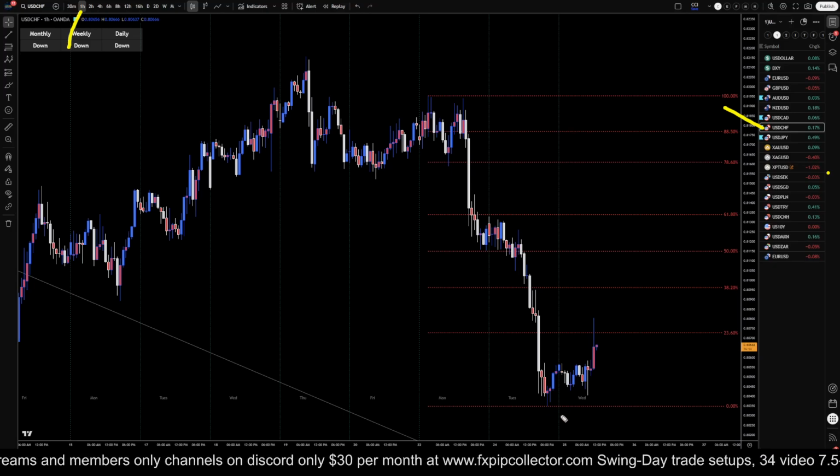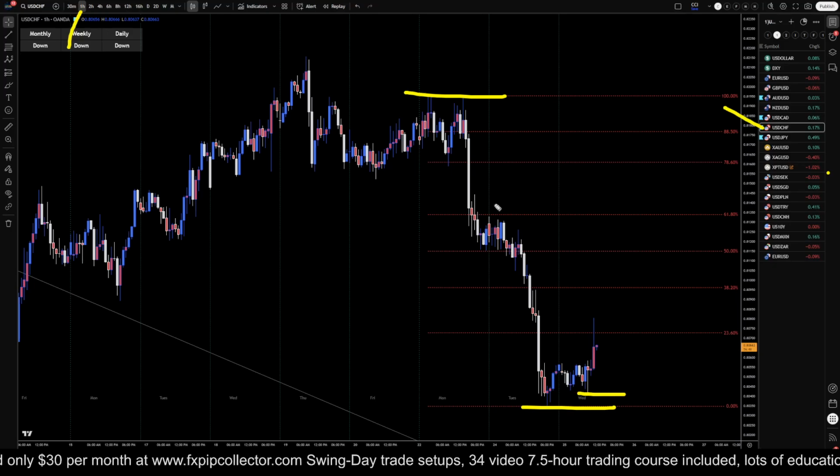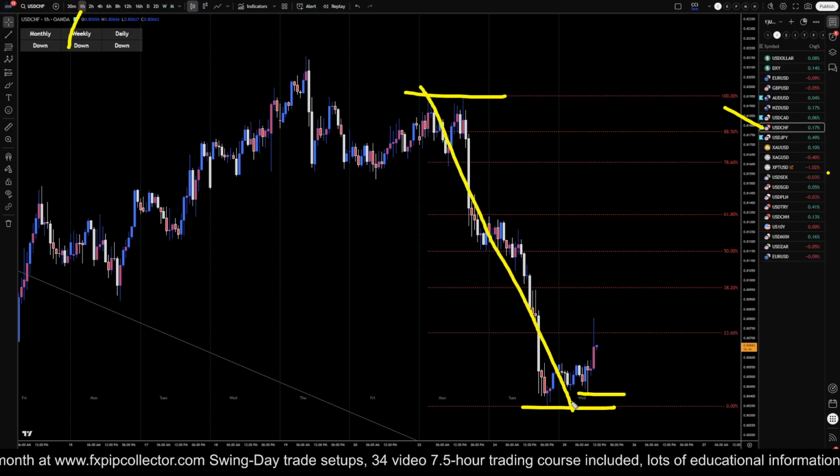So on the US dollar Swiss, I have my Fibonacci retracement on this move down right here because we did have low, high, low, high, low, high. Now we have a higher low, so more than likely this wave is over.